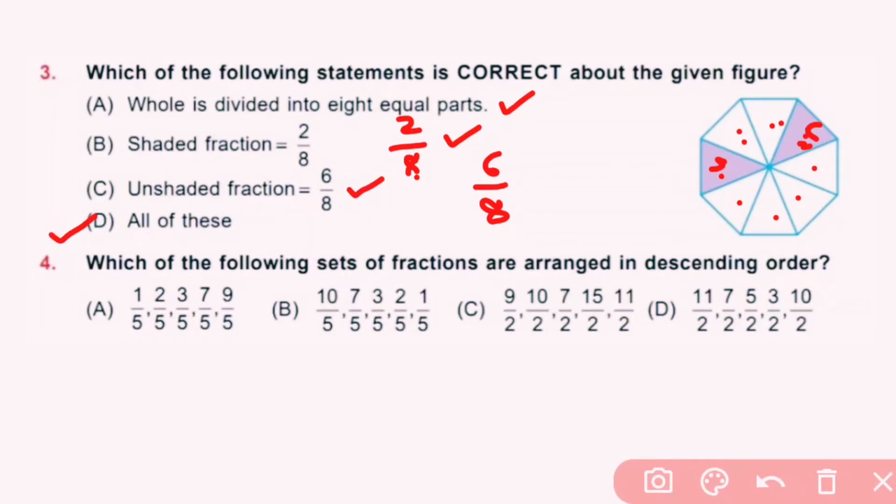Question number 4. Which of the following sets of fractions are arranged in descending order? Descending order means big to small, a big number followed by a small number. So here in option A, the numbers are arranged in ascending order. In option B, the numbers are arranged in descending order. So here B is the correct answer.